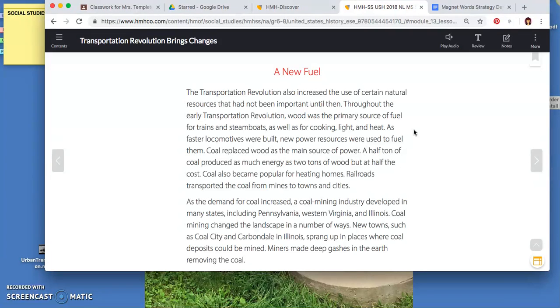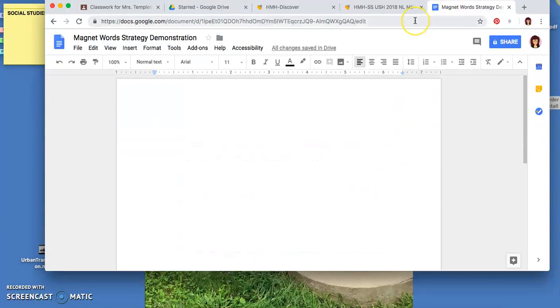So the first thing that you need to do when you are using the magnet word strategy is to read the passage of text. Let me just put down here that this is the process. So I'm going to do that right now.